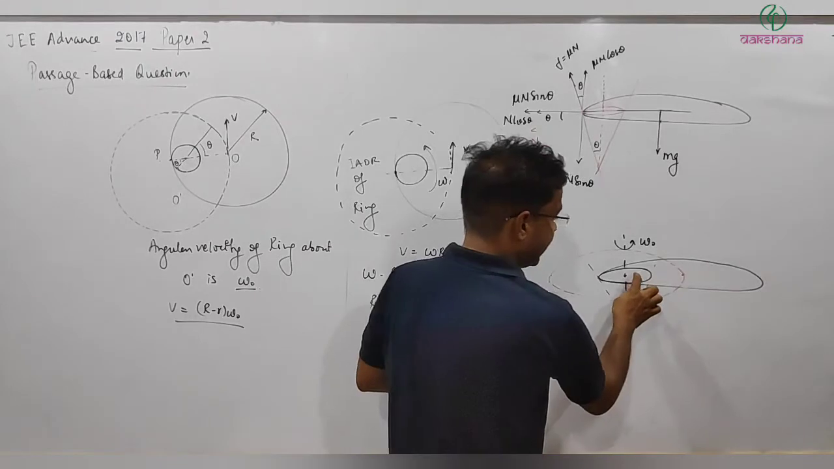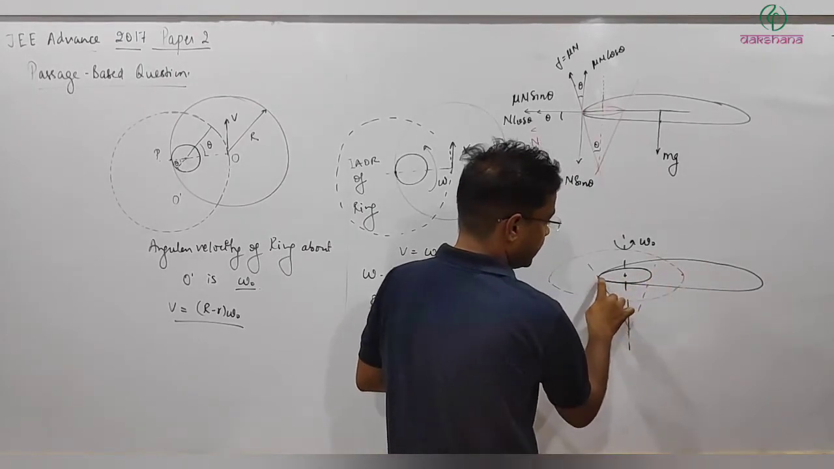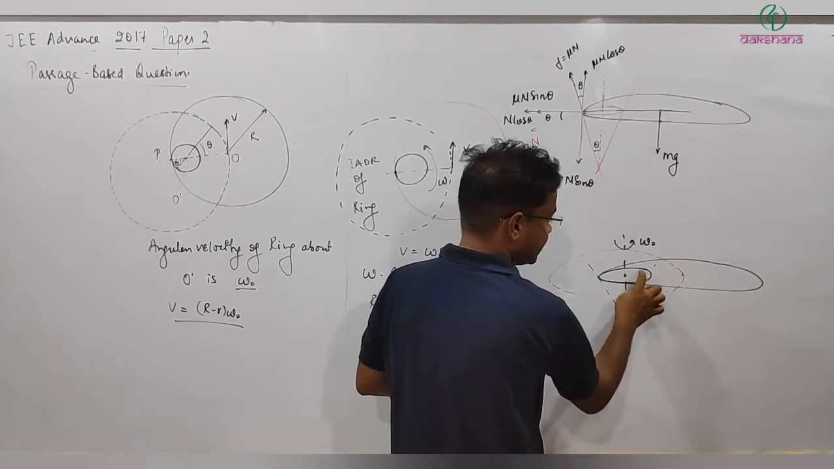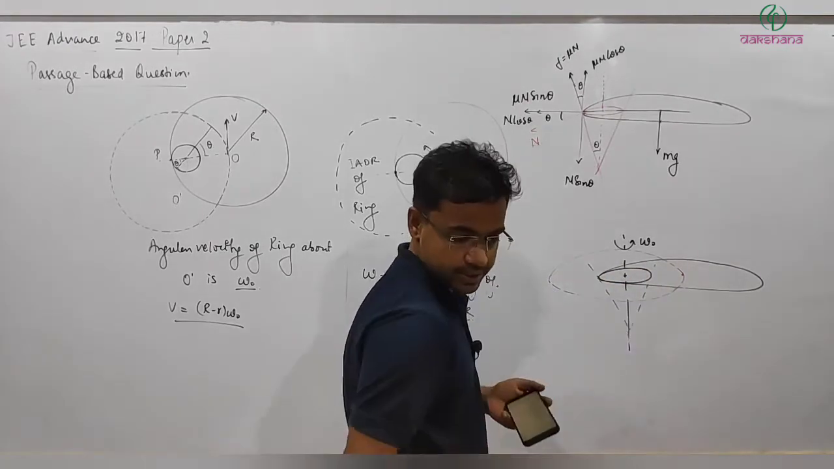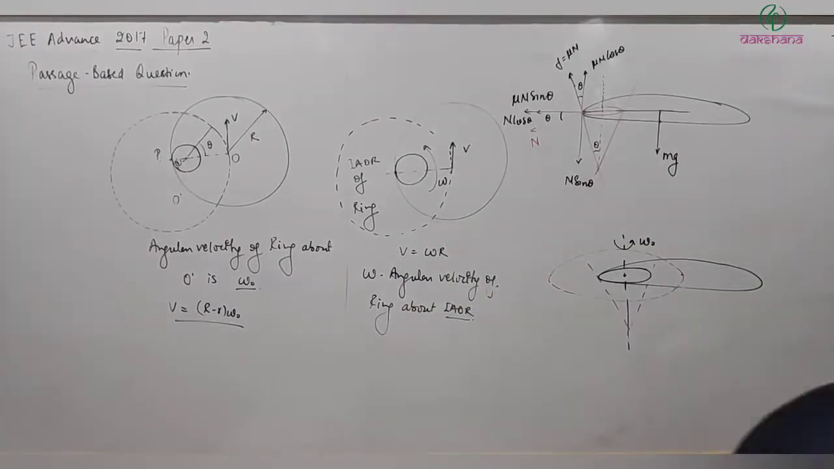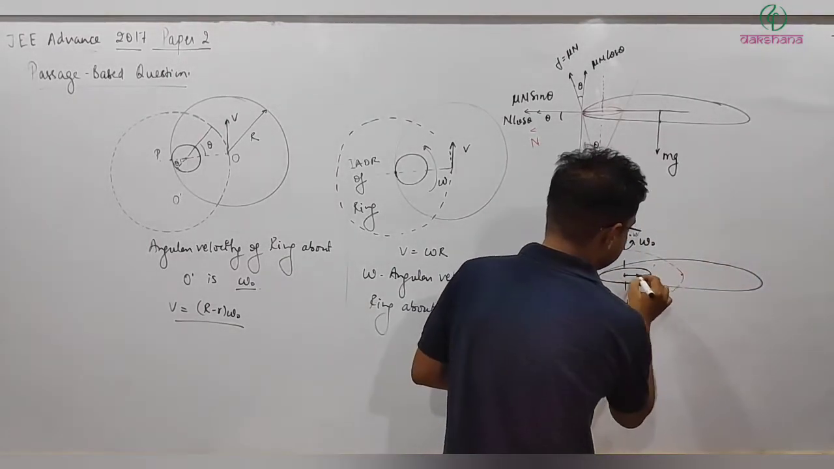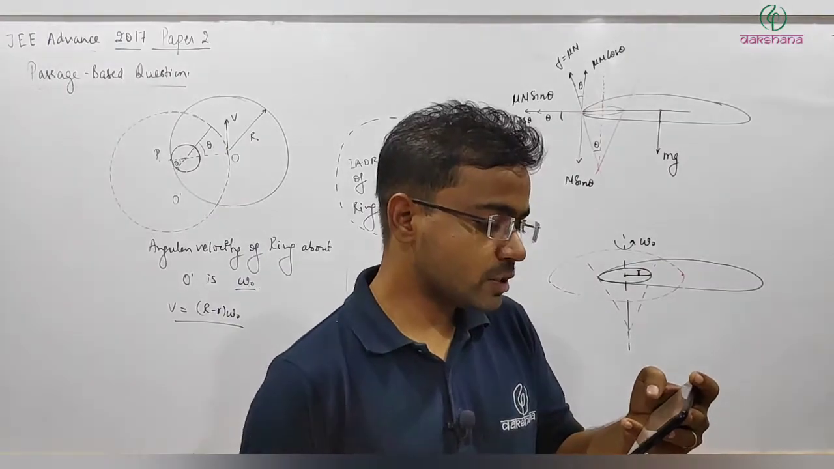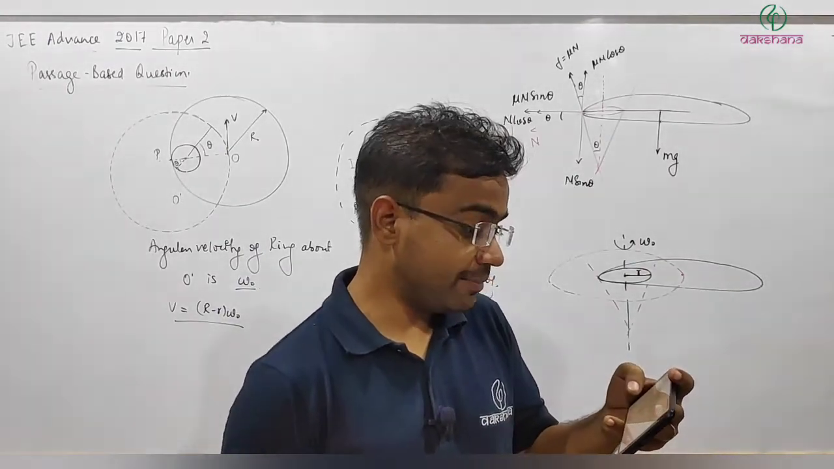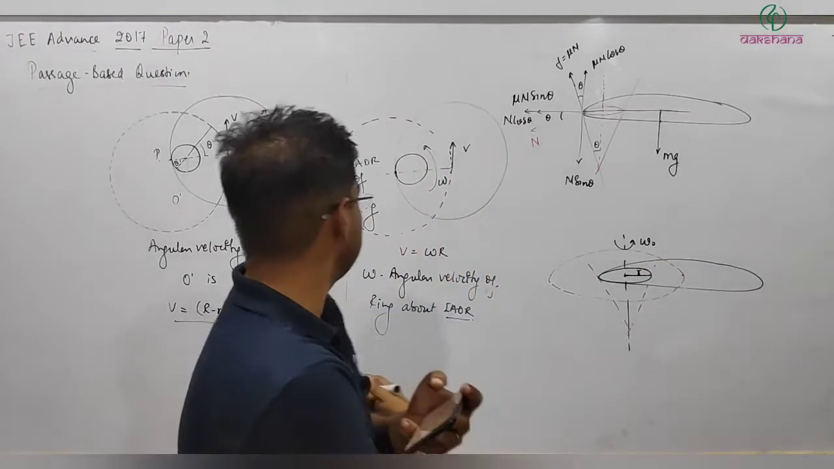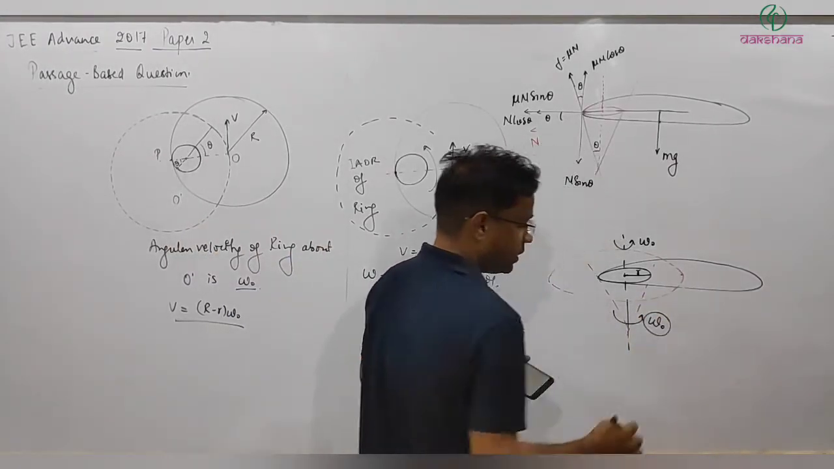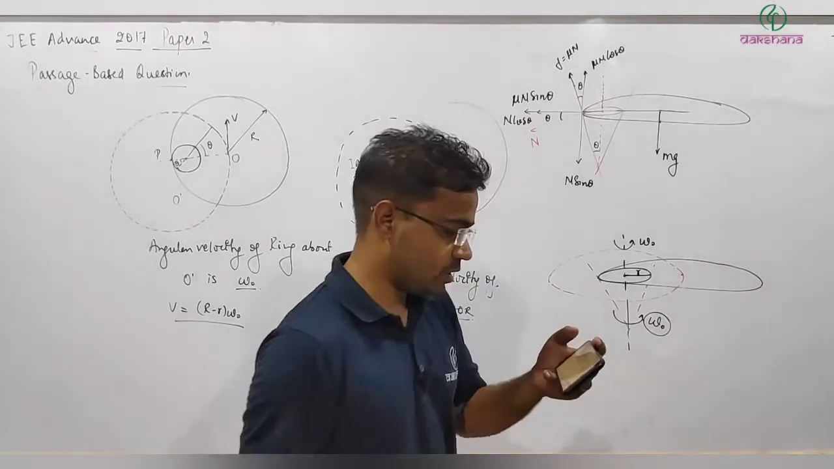So the finger and ring are both in contact, and the path of this point is a circle of radius small r. It's mentioned that this path is a circle of radius small r. The finger rotates with constant angular velocity omega naught. So the angular velocity of the finger is given as omega naught.